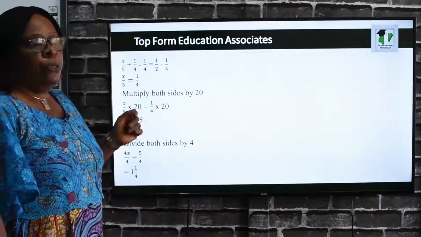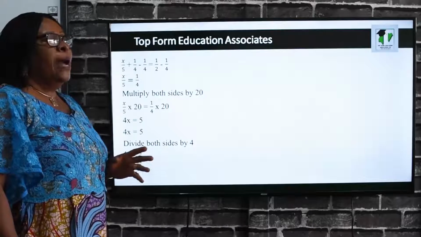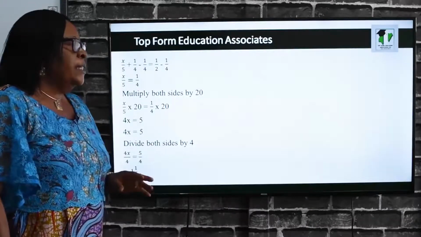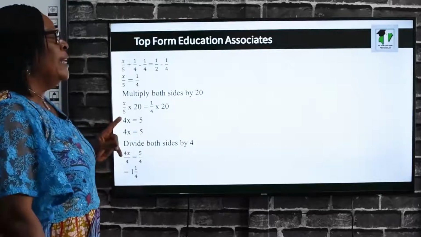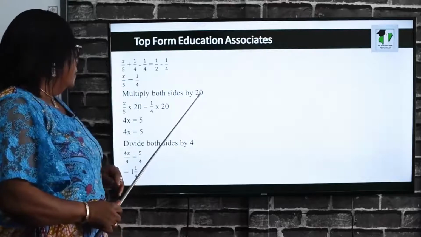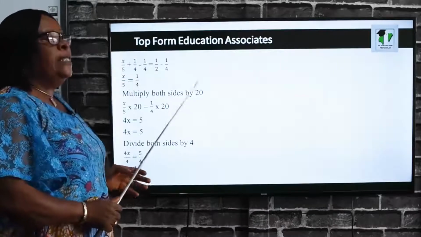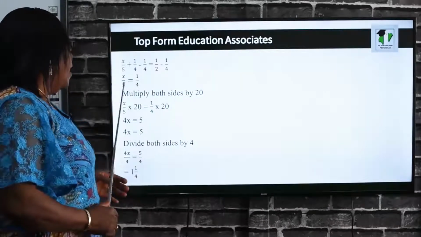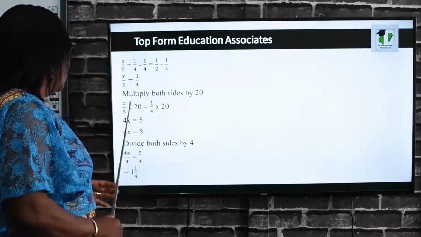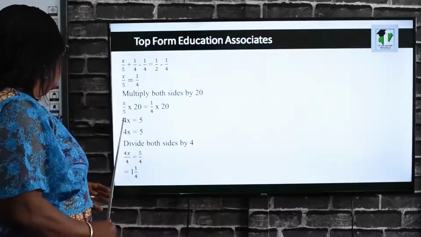Here we have fractions. And to make fractions whole number, we multiply by the LCM. So we will multiply both sides by the LCM of 5 and 4, which is 20. We multiply both sides by 20. Recall, 20 is the LCM of 5 and 4. We want to make them whole numbers. So multiply x over 5 times 20 is equal to 1/4 times 20.